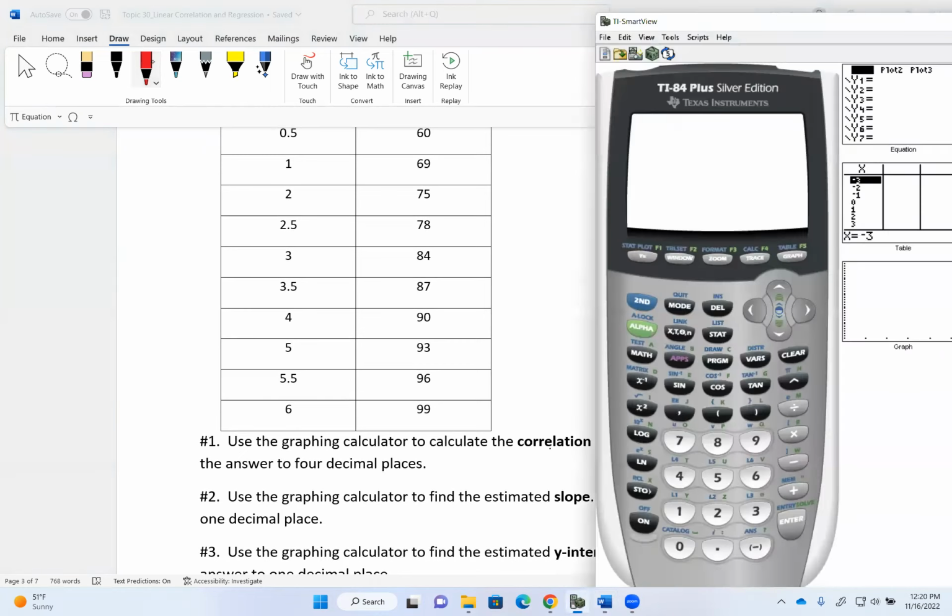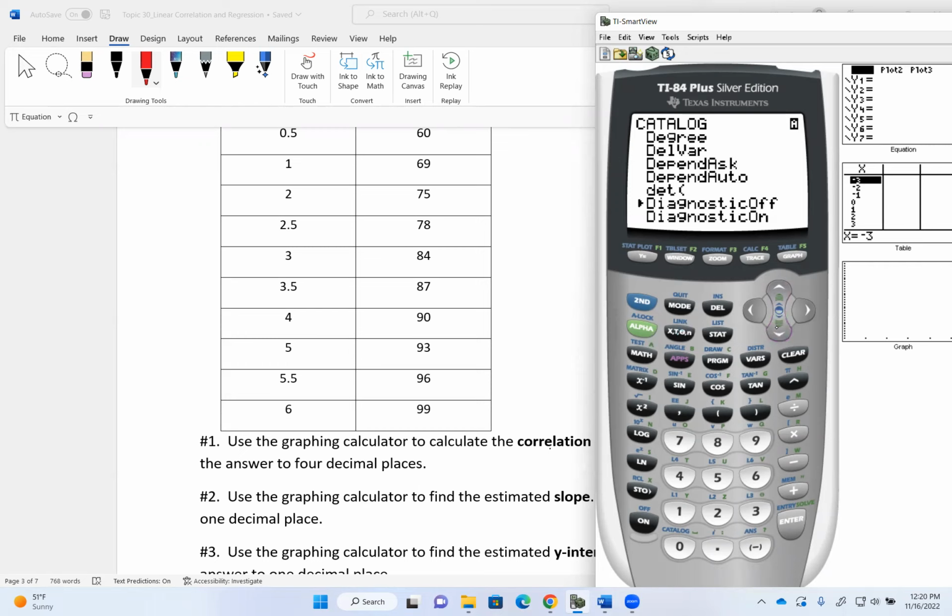Before we do that, I want you to do this. Press second, catalog. We need to turn something on. On the top right-hand corner, that word alpha, I want you to find the letter D. Right now it's alphabets, and we want to find the letter D. My alphabet is in green, so I'm going to press that and go down. Look for something called diagnostic.